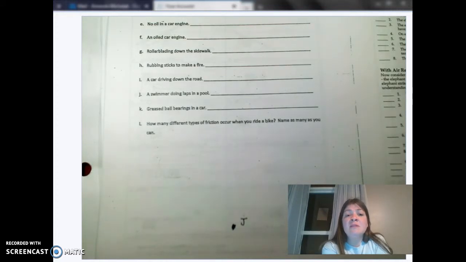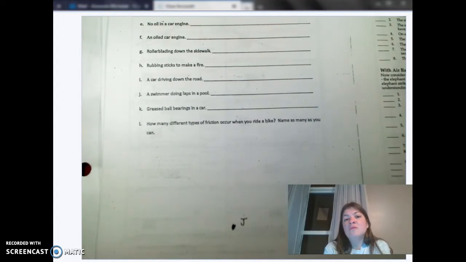A swimmer doing laps in a pool is fluid friction. Greased ball bearings is fluid friction or rolling friction. And then it says how many different kinds of friction occur when you ride your bike. Name as many as you can. So really all four types of friction occur.